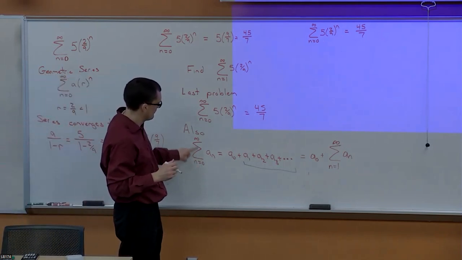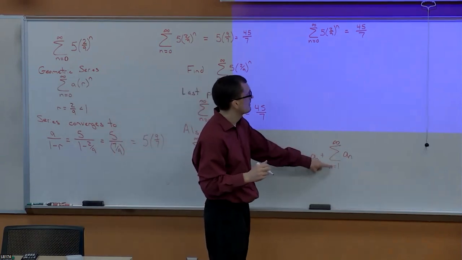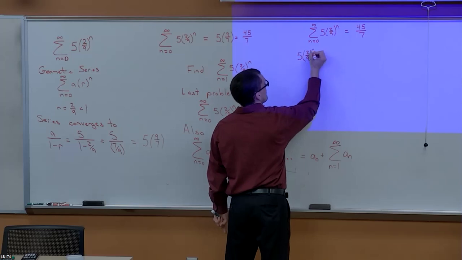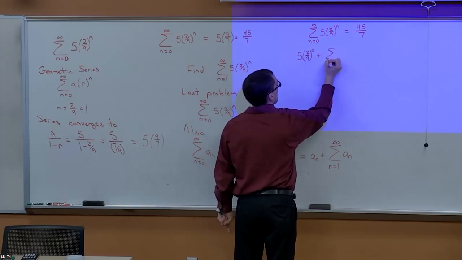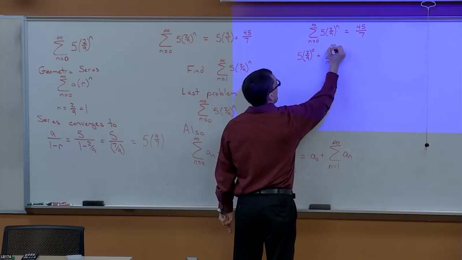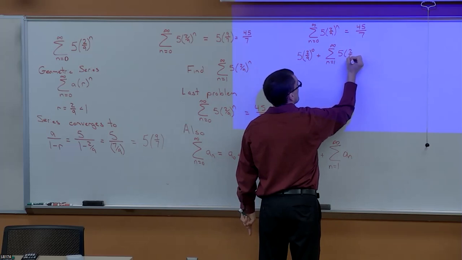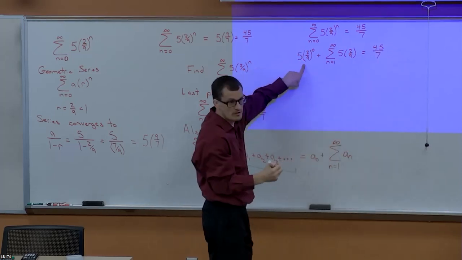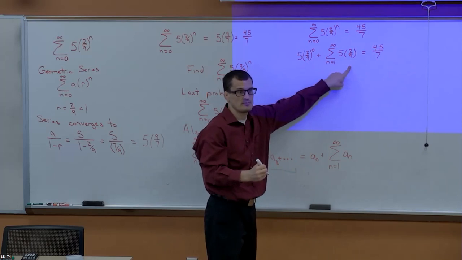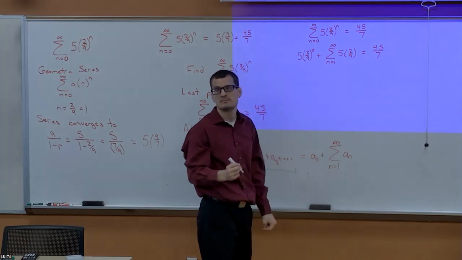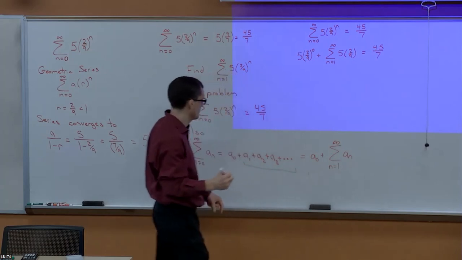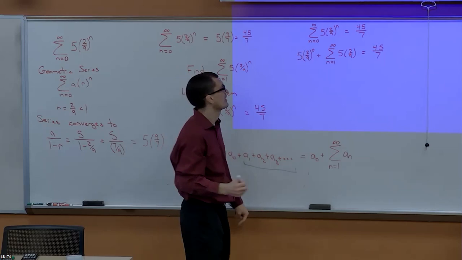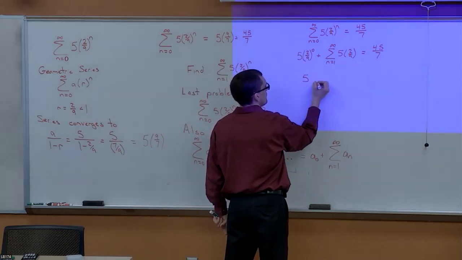But this infinite sum from 0 to infinity is the same as if I would have taken 5 times 2 ninths to the 0, plus the infinite sum from 1 to infinity. So I'm replacing the left-hand side with the 0th term plus all the other terms. Everybody okay with that? This is getting replaced with this. 5 times 2 ninths to the 0th power is just 5.